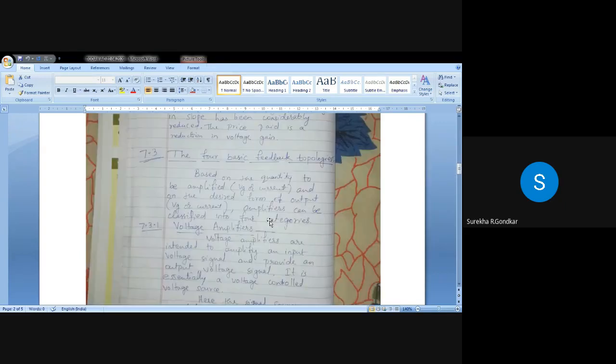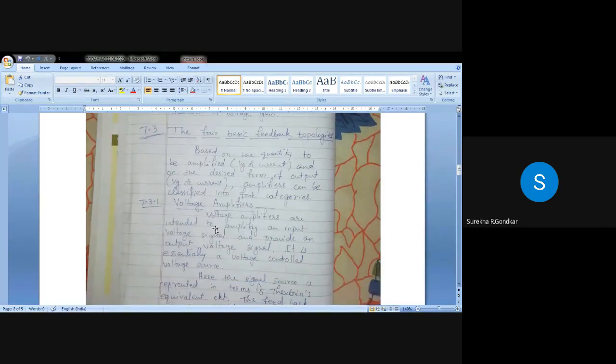So the next topic is that we have to understand the topologies used in negative feedback. There are basically 4 topologies used for negative feedback. We will study them one by one. First we will consider the voltage amplifier. Now when I say voltage amplifier, the input quantity is voltage.